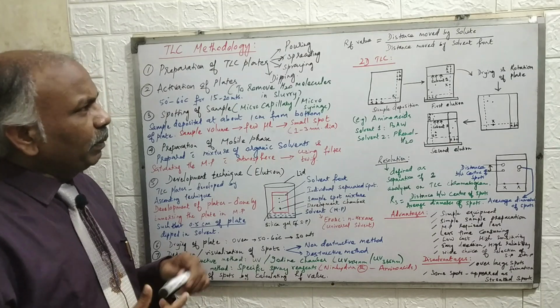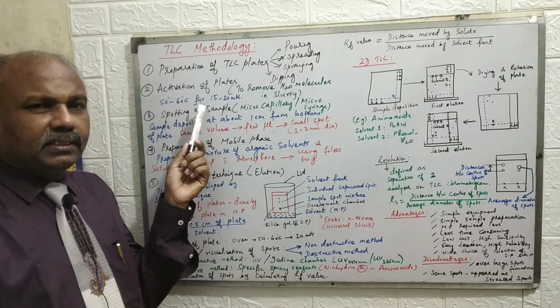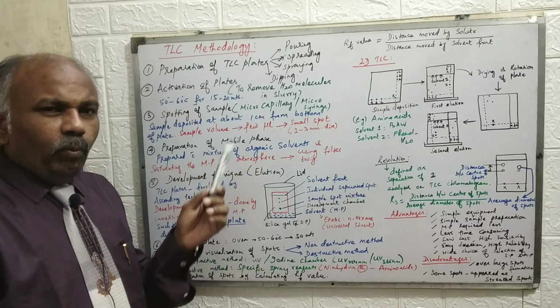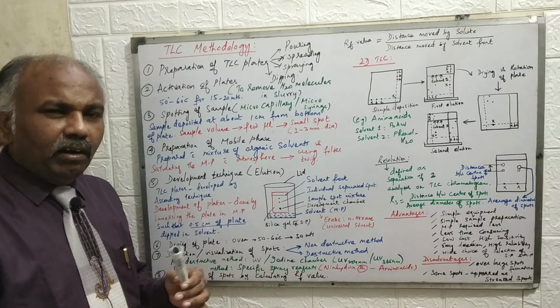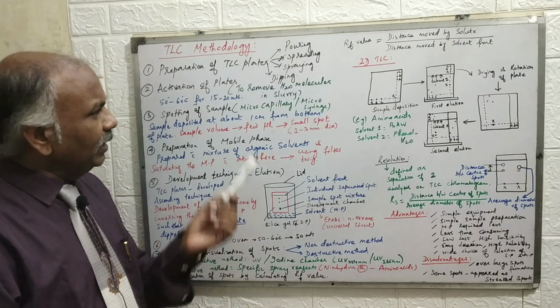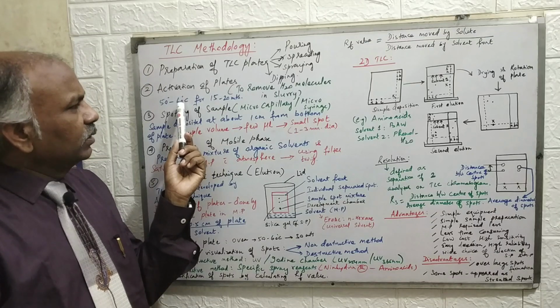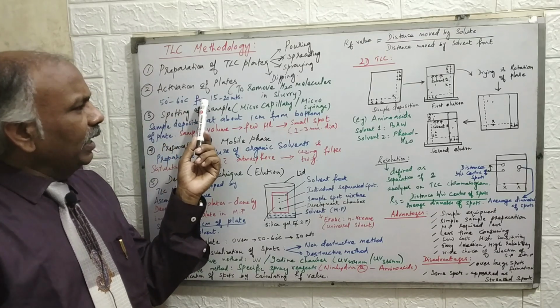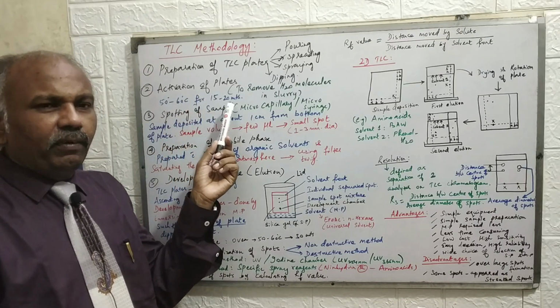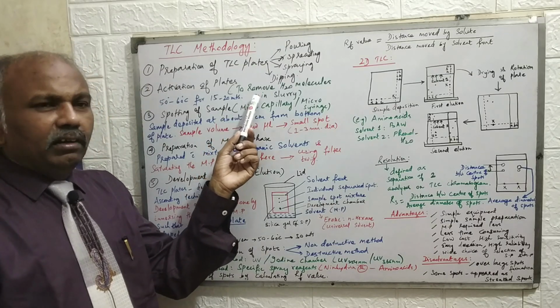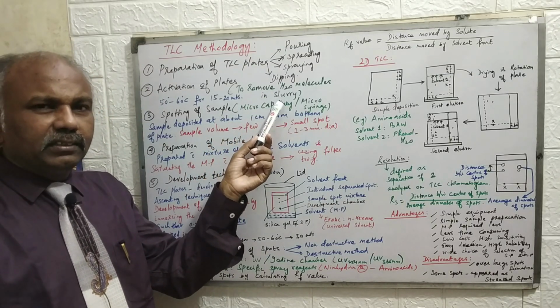The second, after preparing the TLC plates, the second important step is activation of the plates. Why are we doing activation of the plates? In order to remove the moisture present in the plate. So activation has been done at 50 to 60 degrees centigrade for 15 to 20 minutes in order to remove the water molecules from the silica gel slurry.